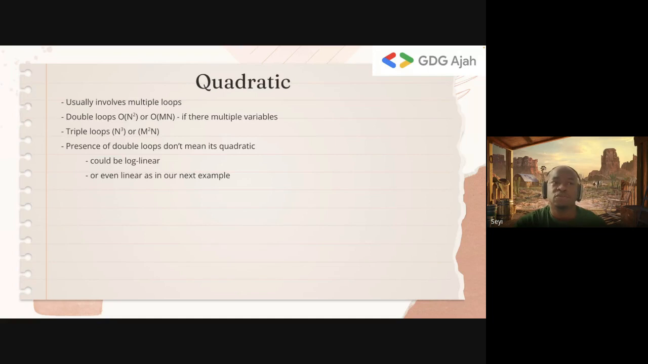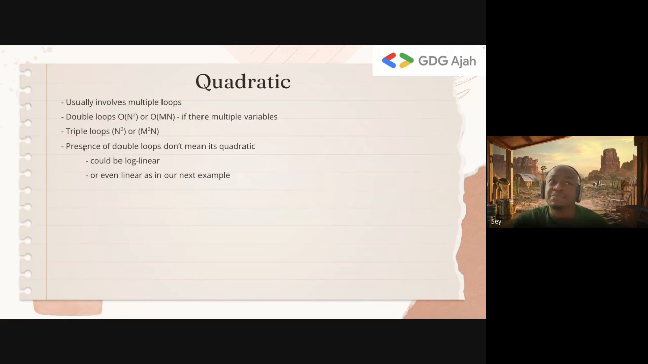So for quadratic, we dealt with quadratic. If you have 2 loops, it's quadratic. So a key point here is if there are multiple variables, then you can't combine them together. So if you have multiple variables, you have to list each variable. For example, double loops become O of mn, not n squared. And if you have triple loops, you can have m squared n if they are not the same variables. But if they are the same variables, you can combine them.